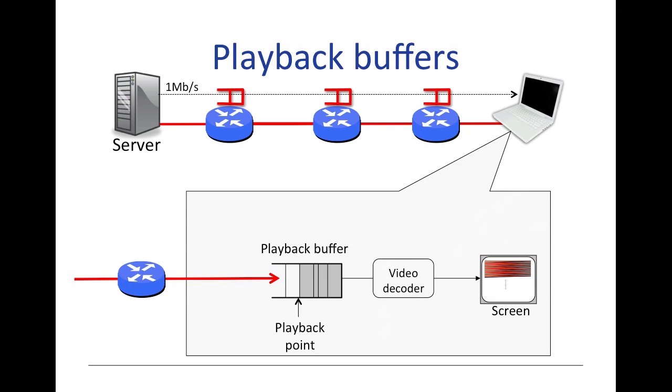So if we take a look inside the client, it looks roughly like this. The playback buffer is a buffer held in the memory of the client. The client is picking the playback point. That's this here. This is the point at which it's reached, and that's that dot that we see on the YouTube client. After the bytes have been taken out of the playback buffer, they're put into a video decoder to turn them back into video and then played out on the screen.